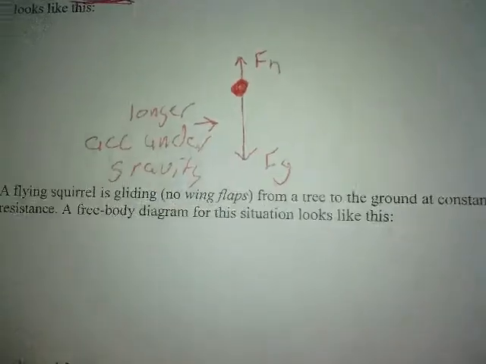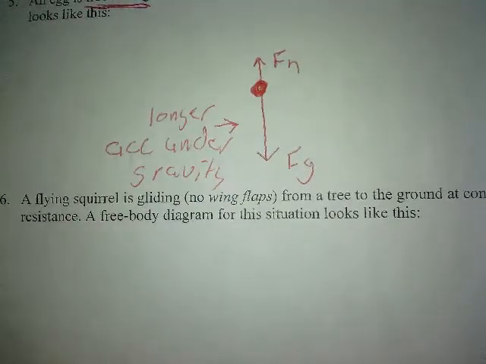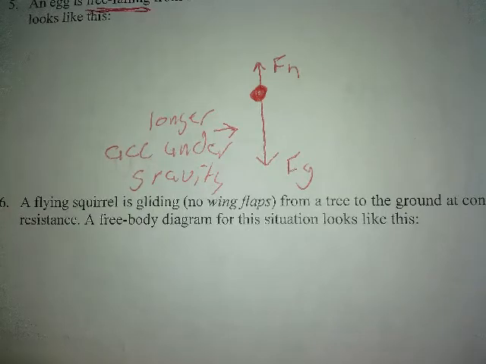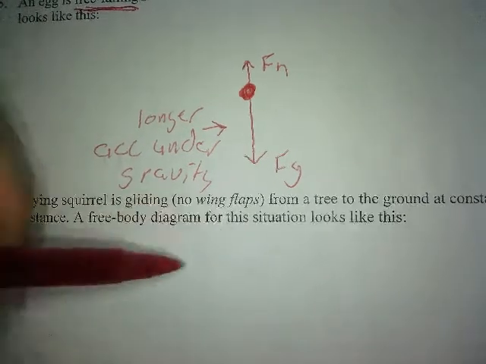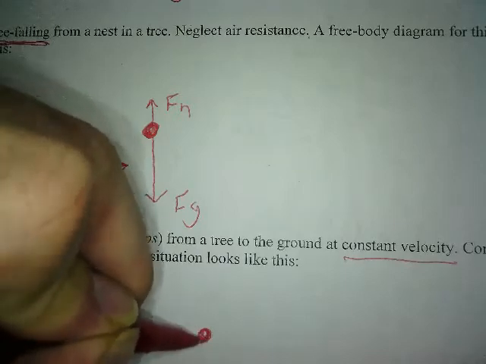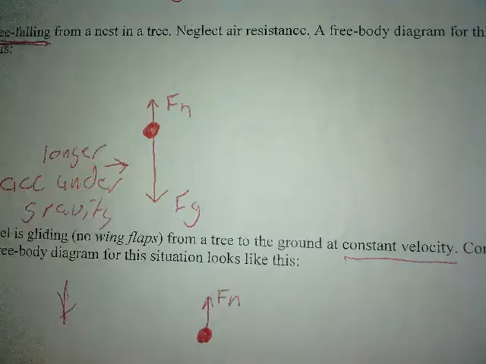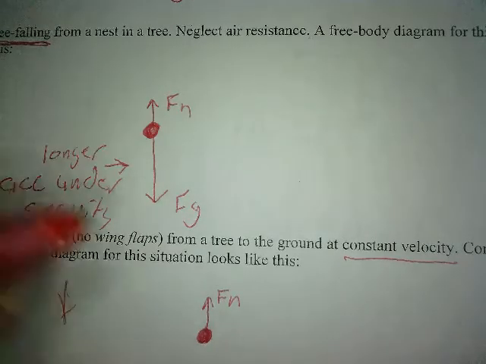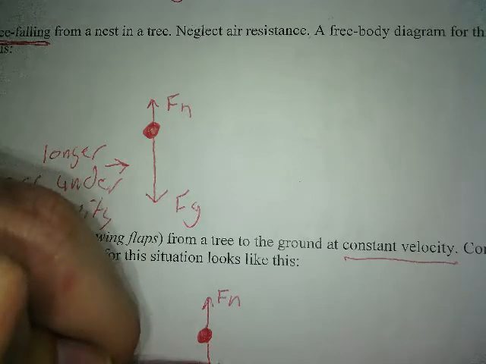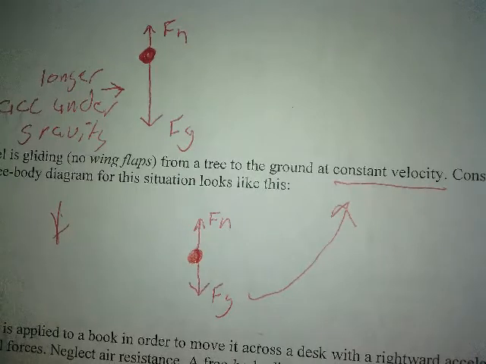Okay, so that leads us to number 6. A flying squirrel is gliding from a tree to the ground. So it's going straight down at a constant velocity. So remember, constant velocity, arrows are equal. So this is moving under normal force. It's pushing up, opposing gravity, which is the same length because it's moving at a constant velocity.